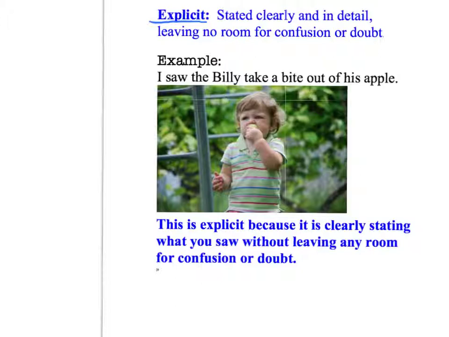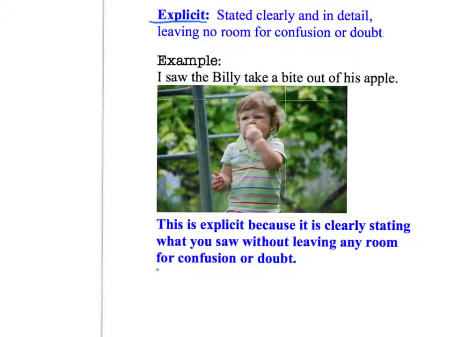First, let's define explicit. State it clearly and in detail, leaving no room for confusion or doubt. That's what it means. So when there is something that is said or written and it's clear and detailed and there's no room for confusion or room for your imagination to work, it is pretty much written in explicit form.